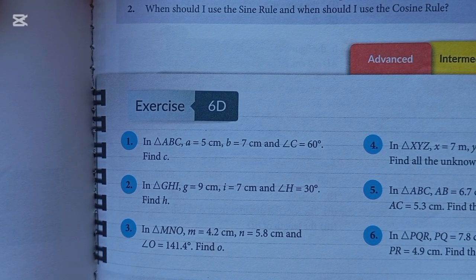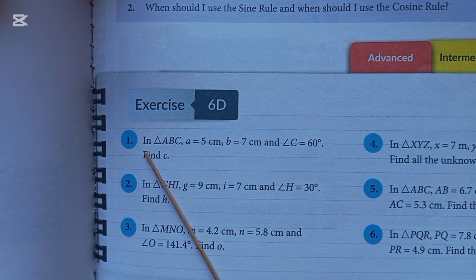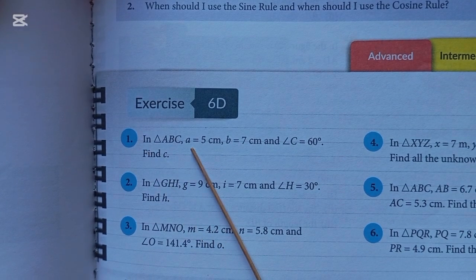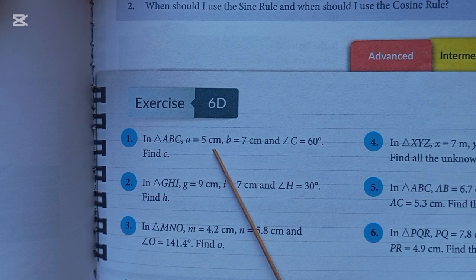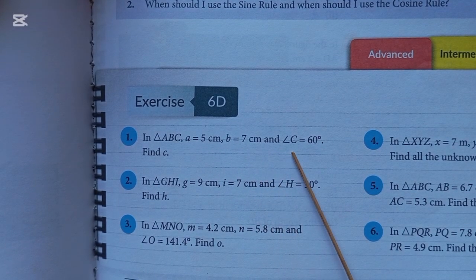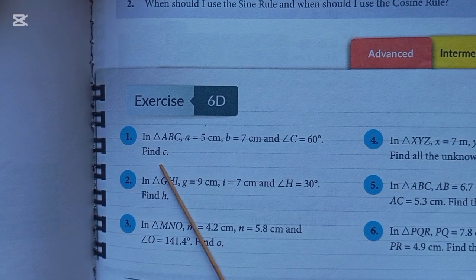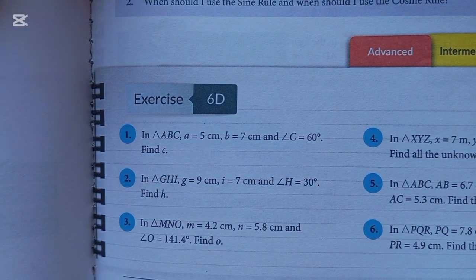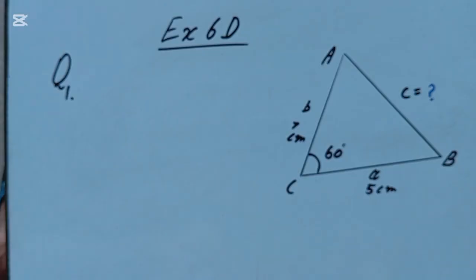This is question number 1 of exercise 6D. Statement of the question is, in triangle ABC, side a equals 5 centimeter, side b equals 7 centimeter, and the angle C is 60 degree. Find the side c. Here is the figure we have drawn, keeping in mind the statement discussed. We are supposed to find out the side AB, which is abbreviated by the side c in this triangle.